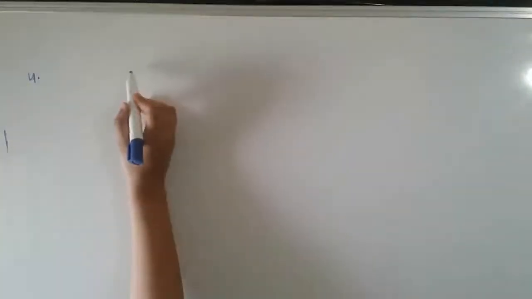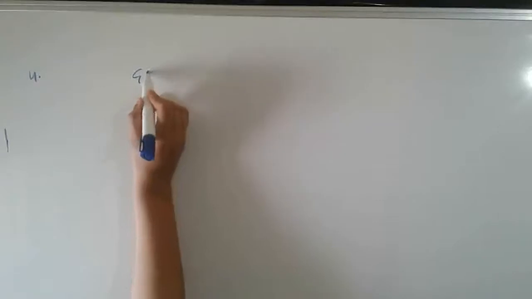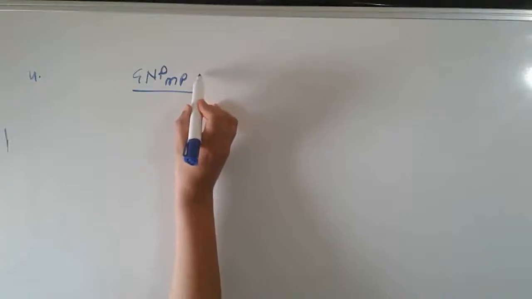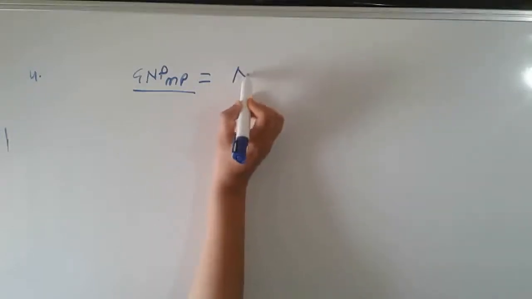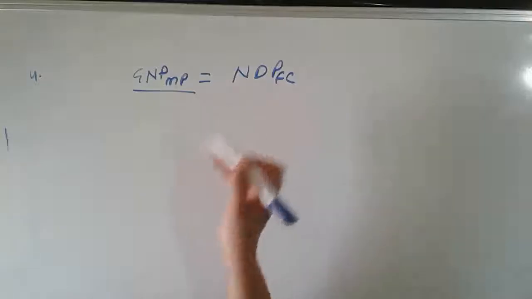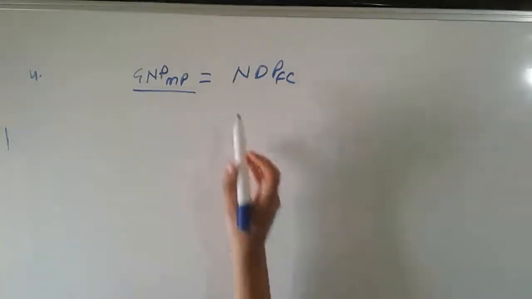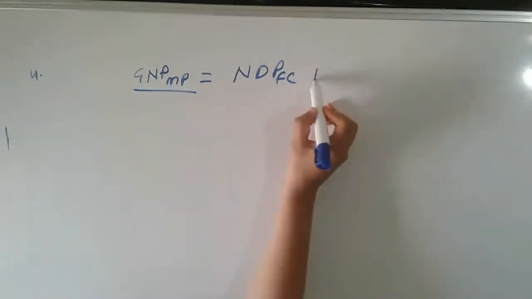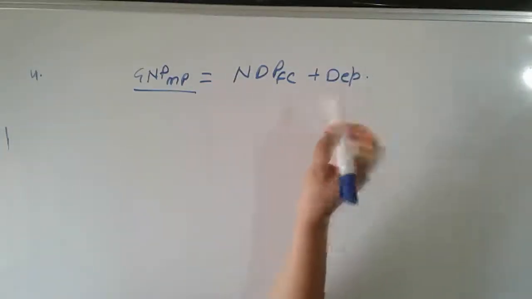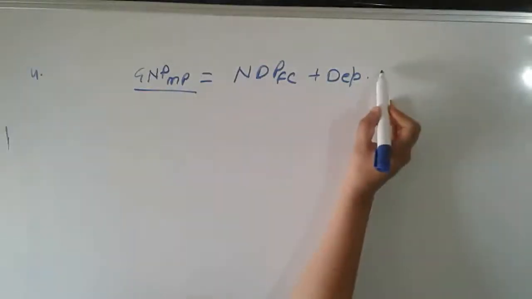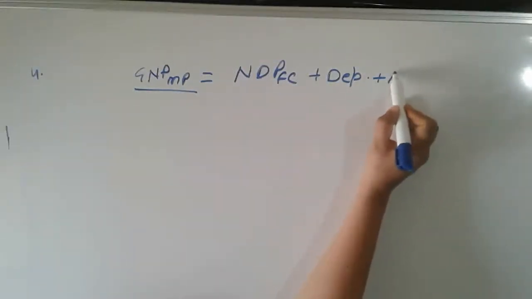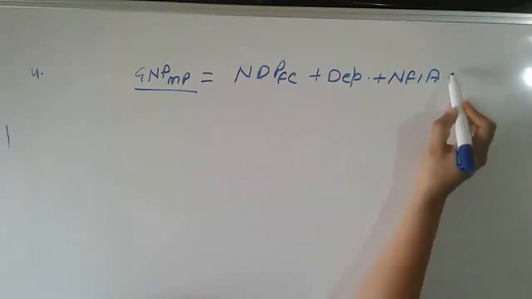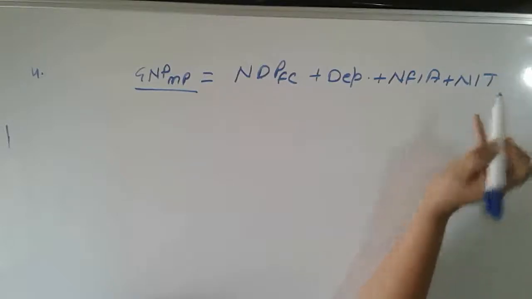In example number 4, we have to calculate GNP at MP, GNP at market price, and we are given net domestic product at factor cost. So what adjustments are needed? We have to move from net to gross, so we plus depreciation. Then domestic to national means adding the net factor income from abroad. Factor cost to market price means plus net indirect tax.